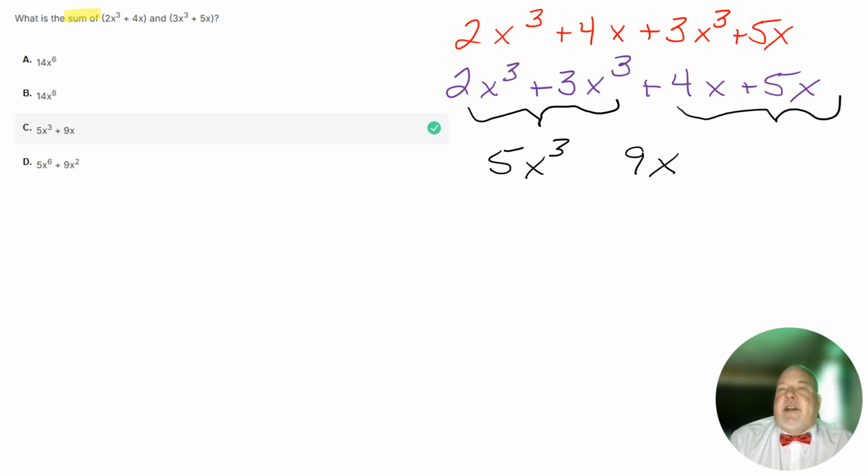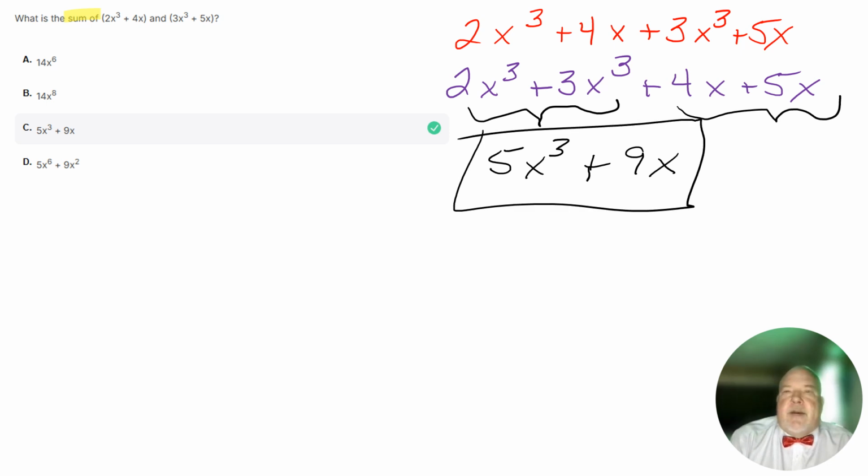Now, one thing I'll tell you to be careful of, if this was a minus sign right here, so let me draw your attention to this. If this was a minus sign, I would treat this as a negative 4x. This symbol tells me about this term, and it's telling me that it's positive. So this is positive 4x plus positive 5x. That's positive 9x. So I put a plus sign between these. If this came out to a negative, then I would put a minus sign there. So there's my like terms, 5x to the third plus 9x.